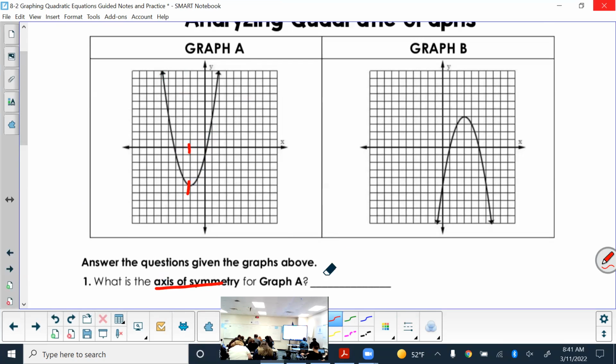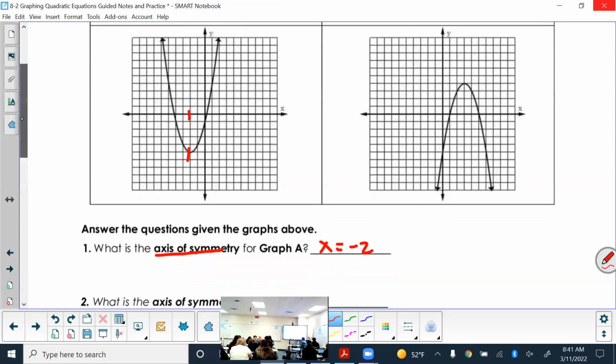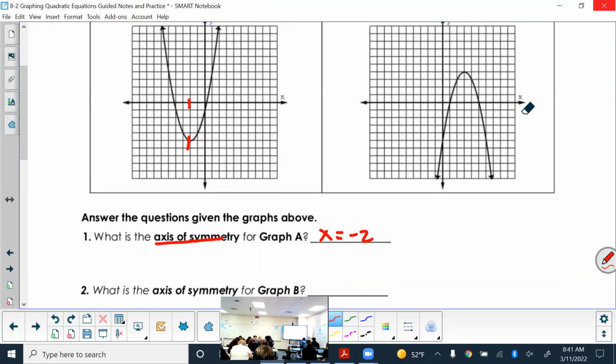At x equals -2. So we know axis of symmetry always is x equals wherever the middle of my graph is, that x value is my axis of symmetry. Make sense? All right, you guys do the same for graph B, just don't say it out loud. Try it on your paper first.